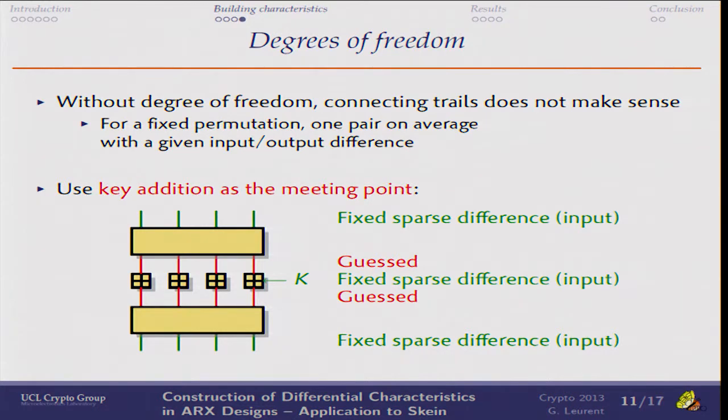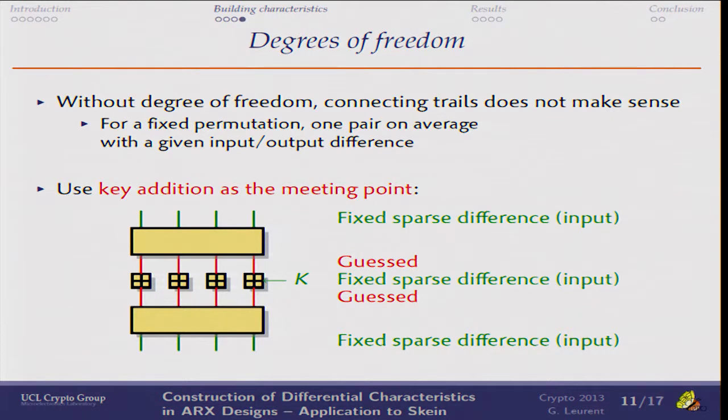Another important thing in those attacks is the idea of degrees of freedom. And here the main observation is that if we just look at a fixed permutation, if we don't have any key addition in the section where we do this connection, it's probably not going to work because we're fixing some arbitrary difference at the top, some arbitrary difference at the bottom, and those differences are not chosen so that they are compatible. They're just basically arbitrary. So what we expect is that on average there is a single pair that will satisfy those differences, and a single pair is not going to be useful for a differential attack. So we need to have some key addition, some degrees of freedom in the middle.